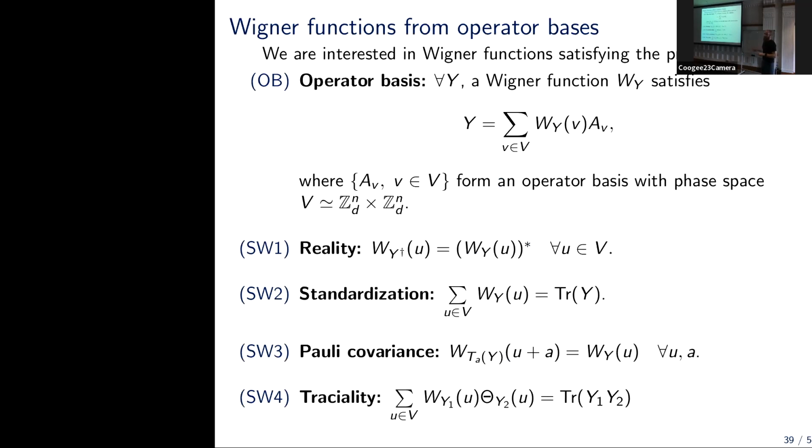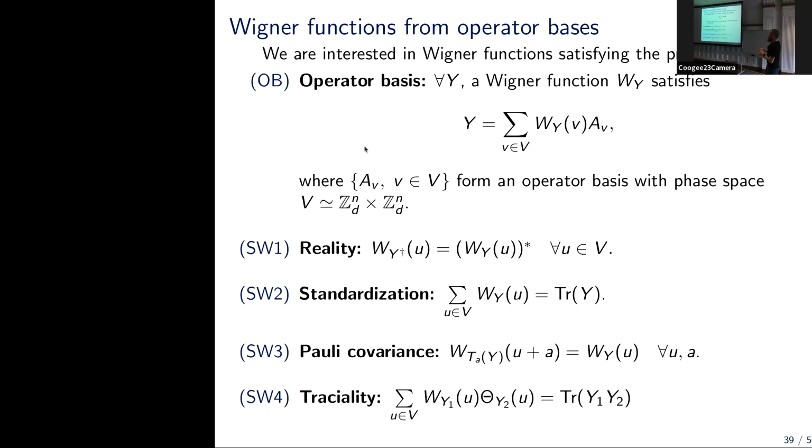This is why I'm going to talk about why they don't work for even-dimensional qudits. So first, these are the kinds of Wigner functions that we're going to be looking at: Wigner functions constructed from operator bases. They satisfy these 5 assumptions.